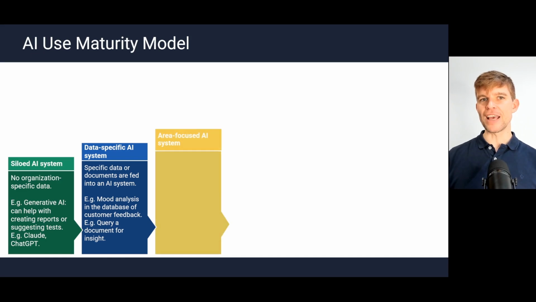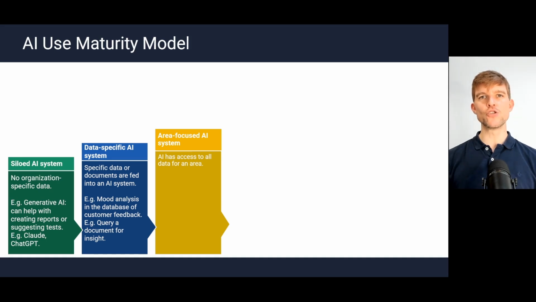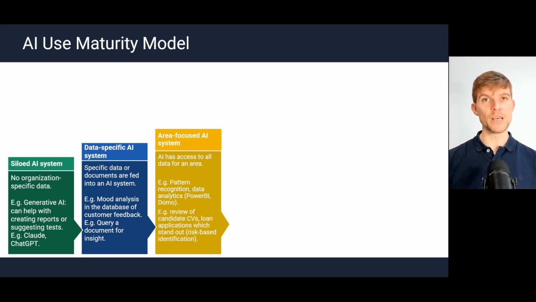But it really gets interesting when we're at an area-focused AI system. In an area-focused AI system, we're looking at an AI system that has access to a lot more information, but it's within a domain. So let me give an example. You have HR that needs to decide whether they should hire certain people from the CVs that they have received. On one side, they have our currently open positions. They might have job descriptions. They might have analysis of the different hiring needs that we currently have.